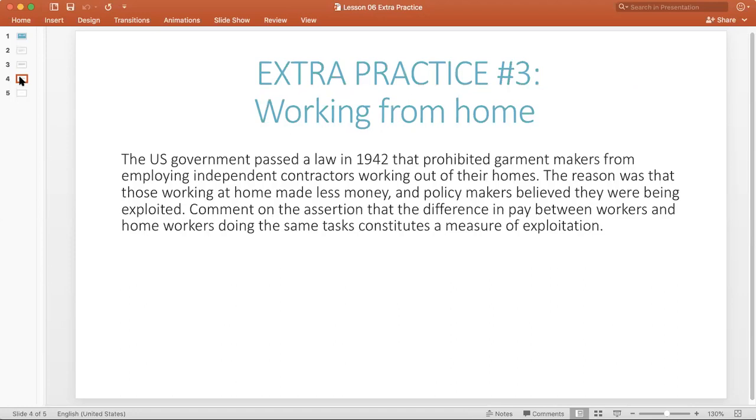So the answer given is that lower wages for people working from home may not constitute exploitation if workers are willing to accept lower wages in exchange for any compensating differentials, things like risk, fringe benefits, job location, etc. So again, if those workers are willing to accept that lower pay, it can't be argued as exploitation. Again, this revolves around the idea of compensating differentials.